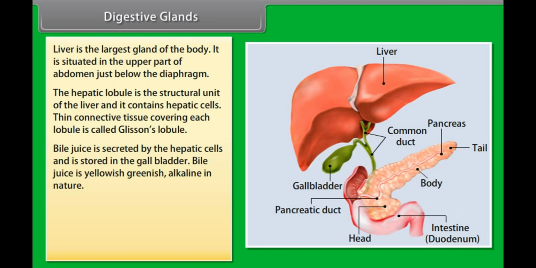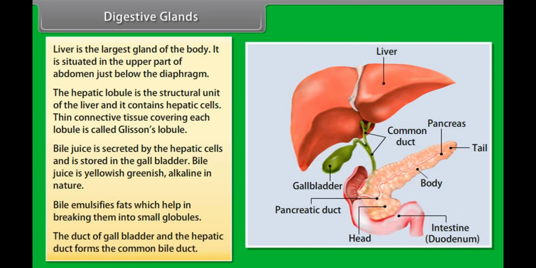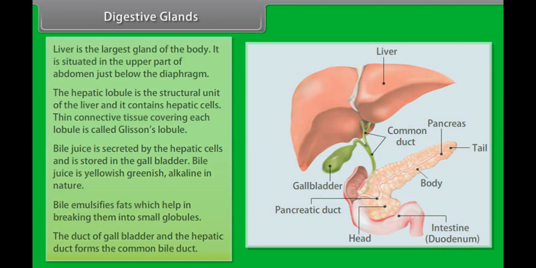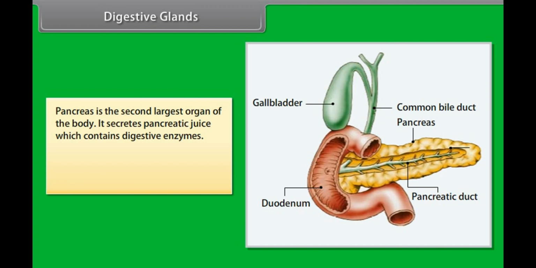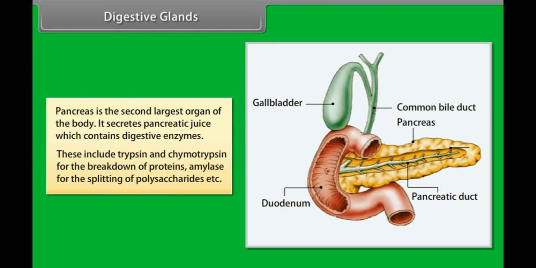Bile juice is yellowish-greenish and alkaline in nature. Bile emulsifies fats, which helps in breaking them into small globules. The duct of the gallbladder and the hepatic duct form the common bile duct. The pancreas is the second largest gland of the body. It secretes pancreatic juice, which contains digestive enzymes. These include trypsin and chymotrypsin for the breakdown of protein, amylase for the splitting of polysaccharides, etc.